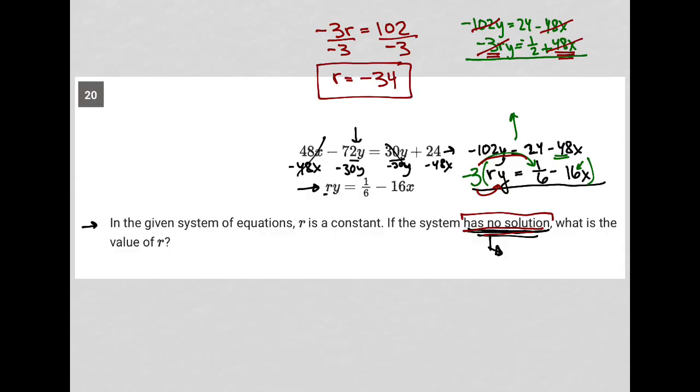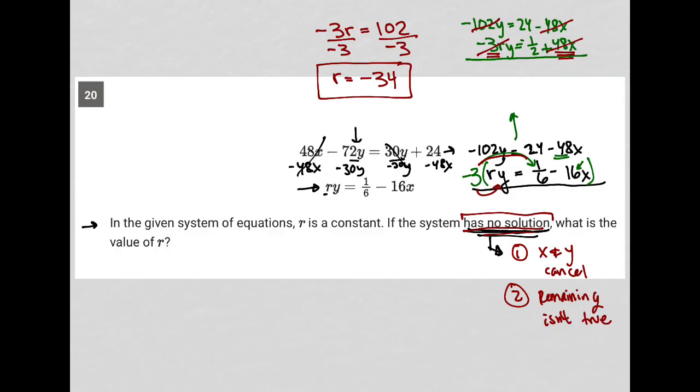Now there is one more rule, so just make sure I write all this out. One, x and y cancel. The second thing that I always make sure of is the remaining is not true. Because there is another option here where x and y cancel and the remaining is true. And it's not a system that has no solution. It's actually a system that has infinitely many solutions.